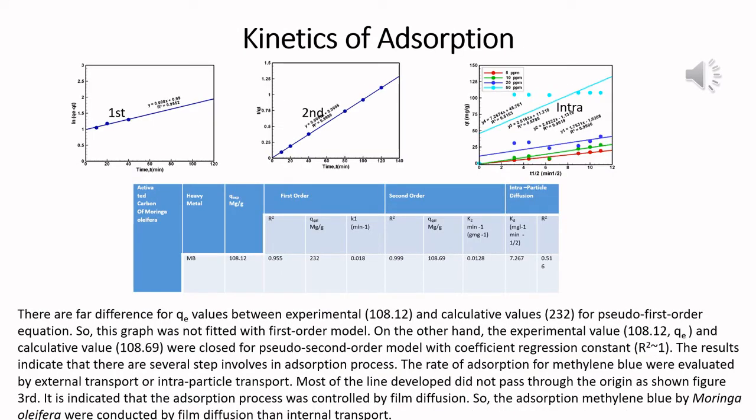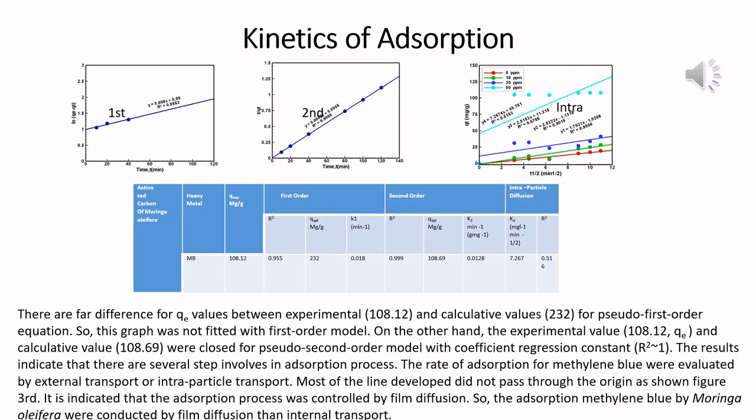Now, kinetics of adsorption. There is a far difference for Qe values between the experimental 108.12 and the calculated value 232 for the first order equation. So this graph was not fitted with the first order model. On the other hand, the experimental value and the calculated value are close for the second order model with a good correlation coefficient. The results indicate that several steps are involved in the adsorption process.